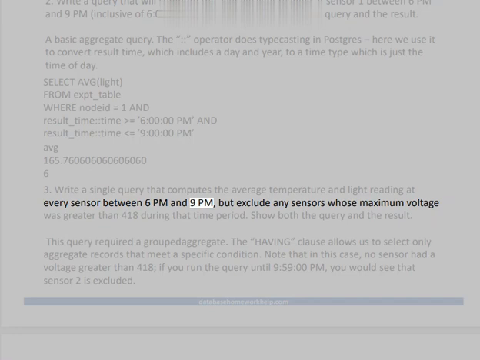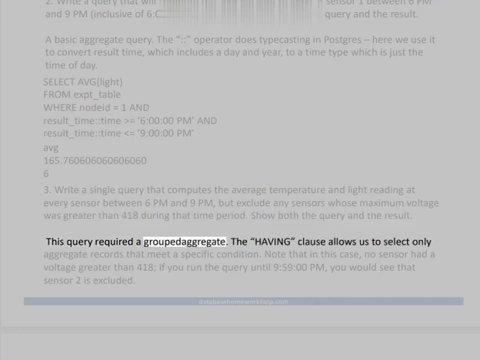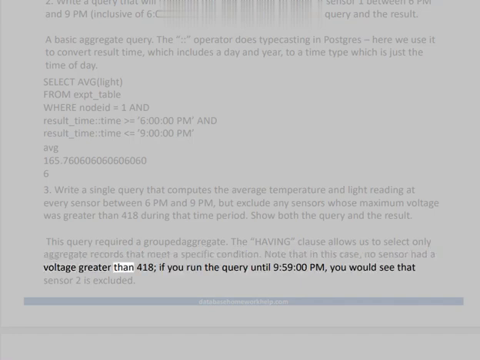3. Write a single query that computes the average temperature and light reading at every sensor between 6 p.m. and 9 p.m., but exclude any sensors whose maximum voltage was greater than 418 during that time period. Show both the query and the result. This query required a grouped aggregate. The having clause allows us to select only aggregate records that meet a specific condition. Note that in this case, no sensor had a voltage greater than 418. If you run the query until 9:59 p.m., you would see that sensor 2 is excluded.